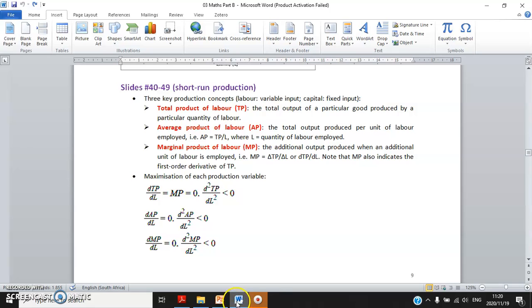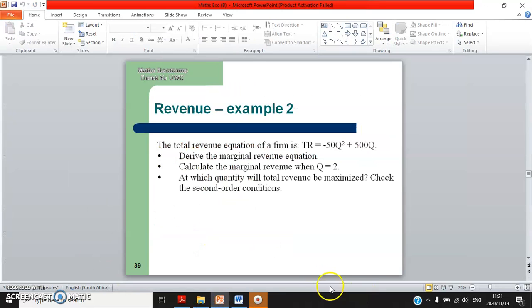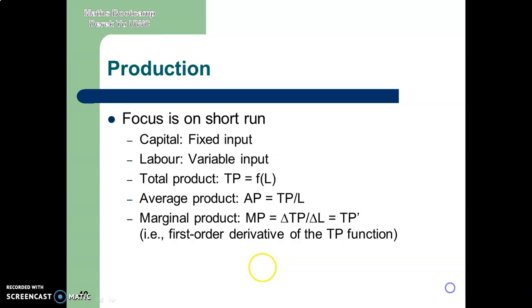So the revenue type question, or the maximization of total revenue, is quite straightforward. I would rather move on to short run production, where we assume labor is the variable input, but capital is fixed. So this is total product, a function of labor. We rename X as labor and we rename Y as the production quantity, either total product, average product, or marginal product of labor.